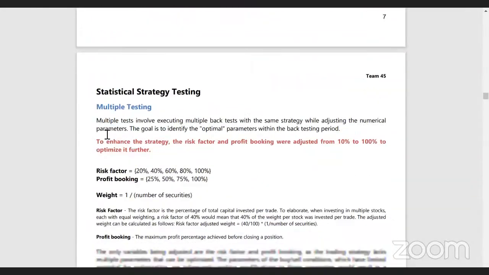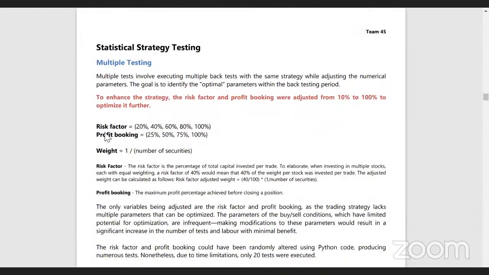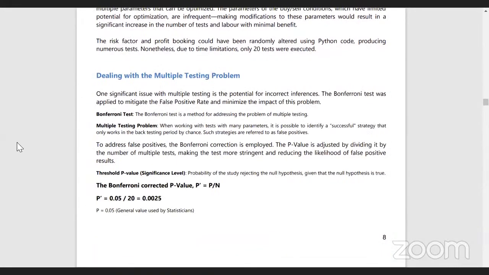Before we begin with the hypothesis testing, we try to optimize the trading strategy on the given backtesting period by varying two parameters, the risk factor and profit booking. The risk factor is defined as the percentage of the total capital which is invested in each trade, and profit booking is the maximum profit which can be reached before the position is squared off. This gives us 20 tests and also gives rise to a problem called the multiple testing problem. It may happen that we are working with an ineffective strategy, but the right combination of risk factor and profit booking gives us very outstanding results purely out of chance.